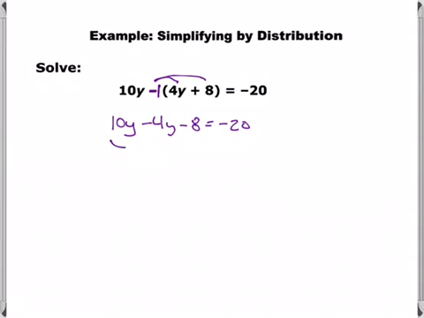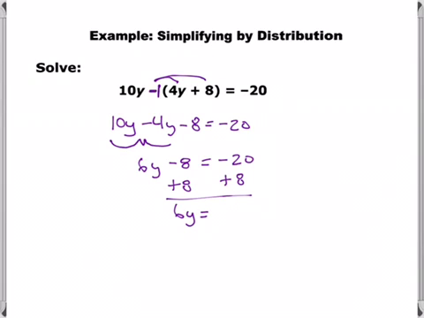On the left, we're going to combine like terms. So 10y and negative 4y give us 6y minus 8 equals negative 20. Our next step would be to add 8 to both sides of the equation. At this point, we should get 6y equals, well, negative 20 plus 8 is negative 12. We're going to divide by 6, and we get y to equal -2.